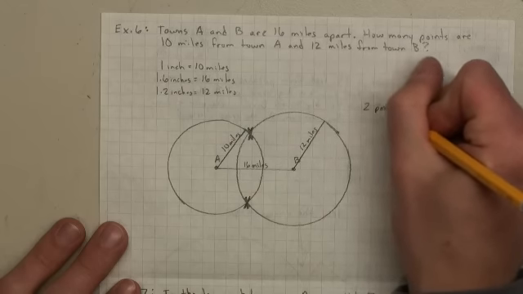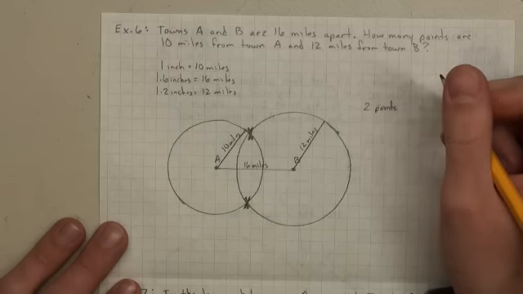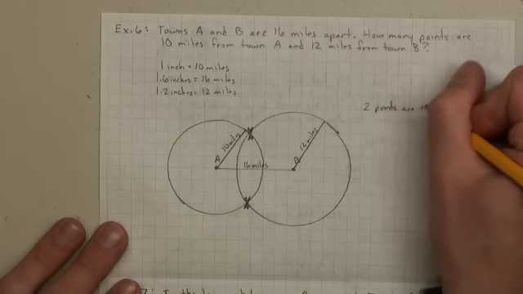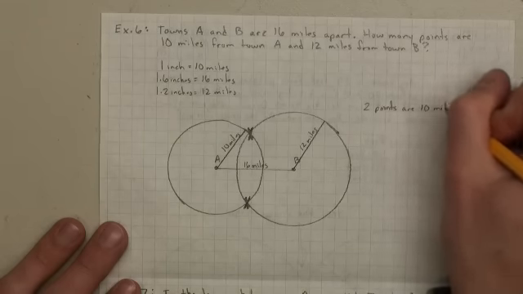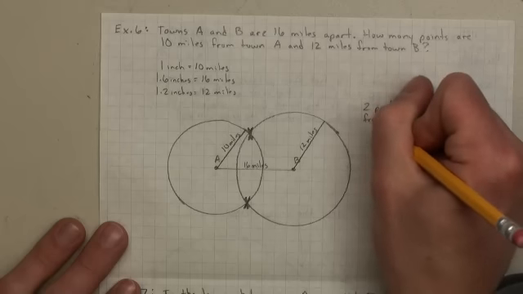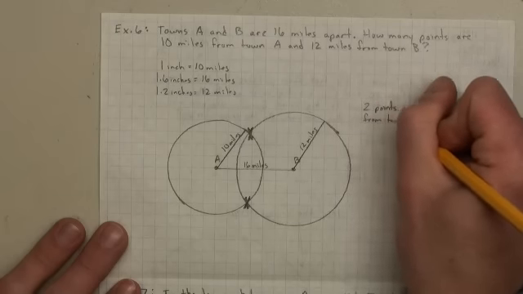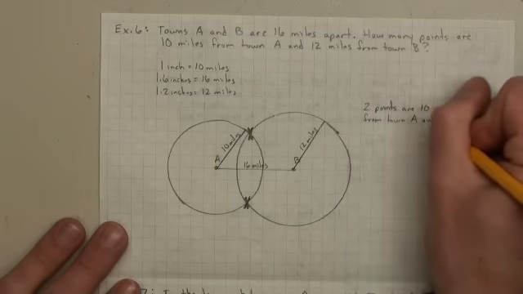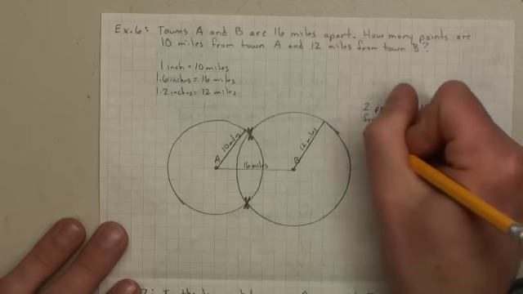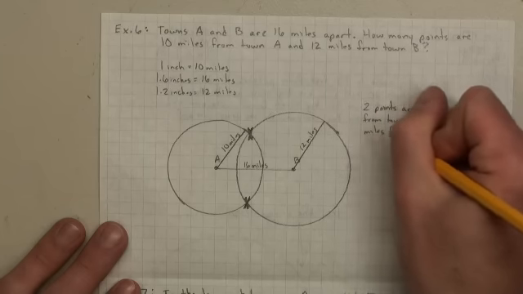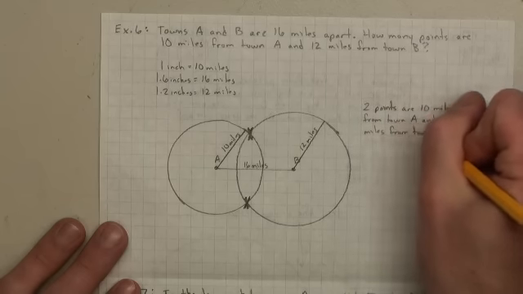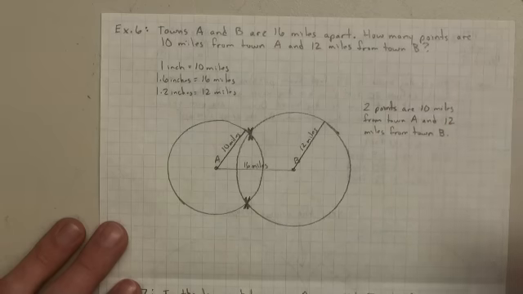2 points are 10 miles from town A and 12 miles from town B. Alright? Now let's look at this one.